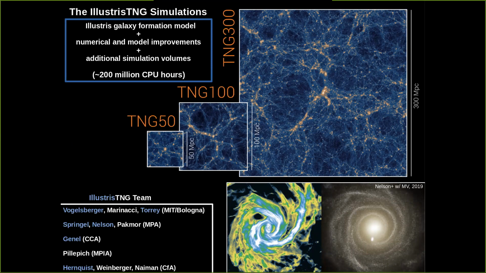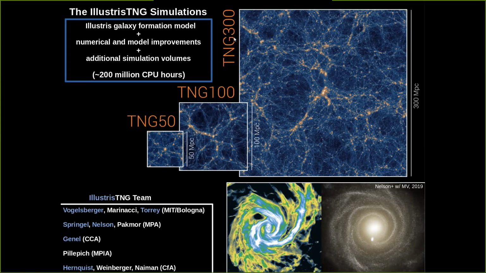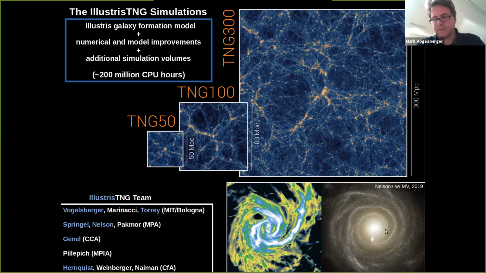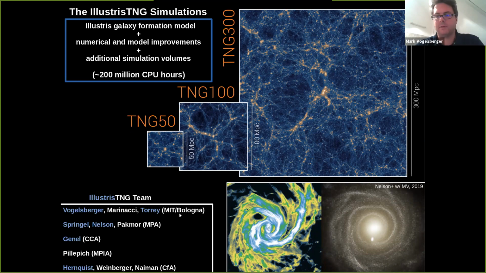Illustris TNG itself is also not just one simulation, it's in fact three simulations: TNG50, TNG100, and TNG300, where the number always encodes the side length of the simulation volume. And you can see at the bottom right a picture of a galaxy. On the left it's in gas, and on the right it's in stellar light.